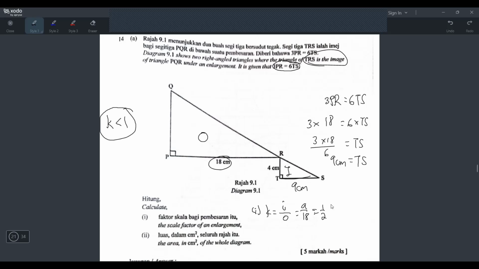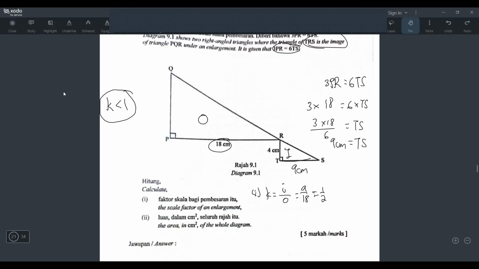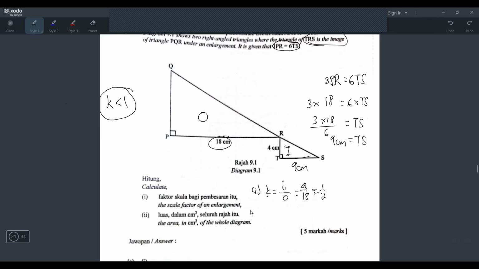scale factor is less than 1. You see, your scale factor is really less than 1. But if you take 18 divide 9, you will get 2. Then it's wrong already. Because a scale factor of 2 means your image must get bigger. So that's why it's wrong. Okay, so this is the correct one.